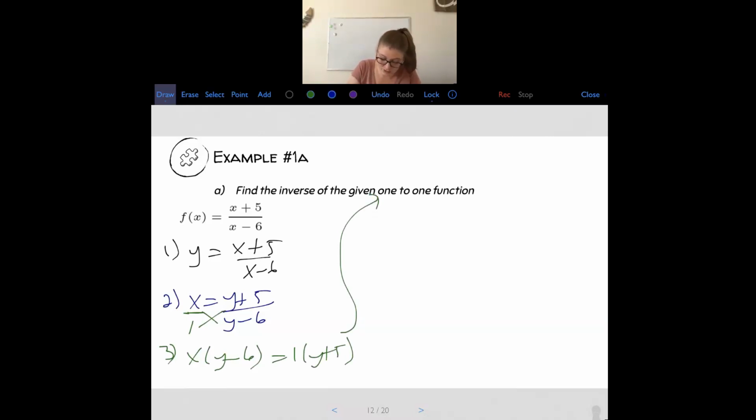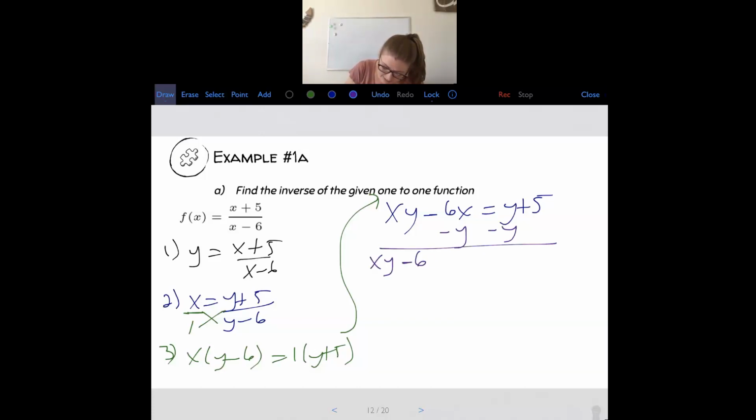So I am going to distribute everything. x times y is xy. x times negative 6 is negative 6x. And then 1 times y plus 5 is y plus 5. Okay, now recall that our goal is to solve for y. So we want to get our y's together on one side and everything else on the other side. What I'm first going to do is subtract y from both sides. Okay, now I don't have like terms, so this is xy minus 6x minus y is equal to 5.